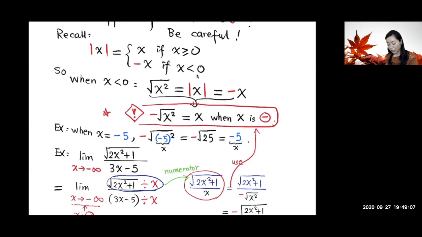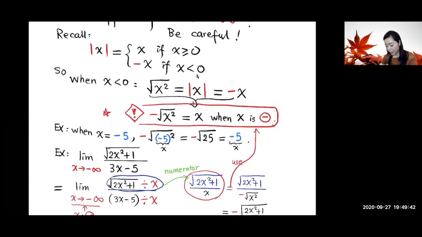So when x is less than 0, remember this means positive square root. The positive square root of x squared is going to be equal to the absolute value of x. Remember the result here has to be positive, right? This is a positive square root. So we put the absolute value over here. And when x is less than 0, the absolute value of x is equal to the opposite of x.